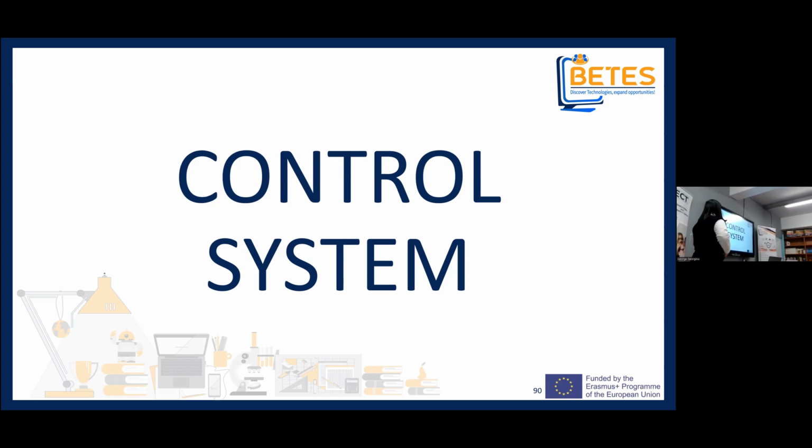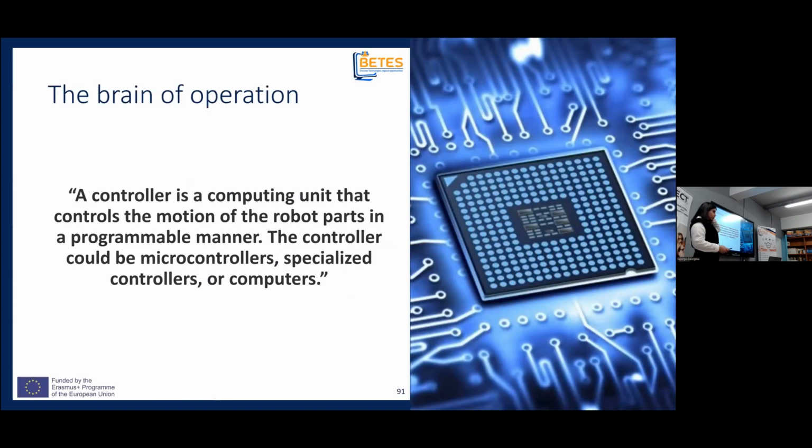Okay. We have seen what a robot has: an actuator, a sensor, an arm, a leg, a wheel, and so on. But how do we control that? We have a controller, which is the brain of the operation. It's a computing unit that controls the motion of the robot in a programmable manner. And it could be microcontrollers, specialized controllers, or a whole computer.